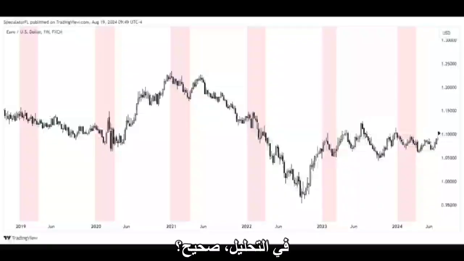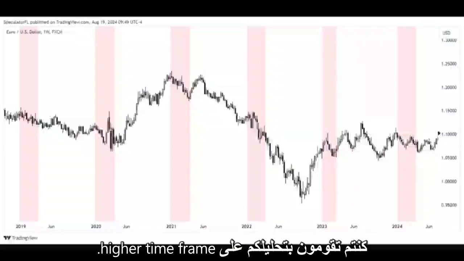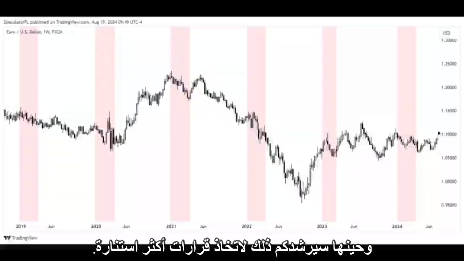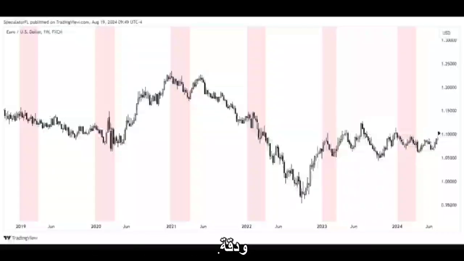Seasonal tendency will make sure that you never end up on the wrong side of the market. That is what it will do. So whenever you are doing your higher time frame analysis, make sure to use seasonal tendencies for your respective pair, and that will guide you to make more informed and accurate decisions. Now, moving on to the next part of the chapter, here we'll discuss how we can combine seasonal tendencies with other concepts to make much more informed and accurate decisions, and how we can incorporate them together to have a higher margin of accuracy and precision, right?